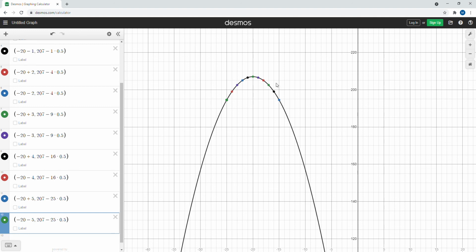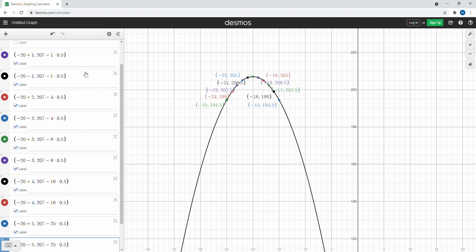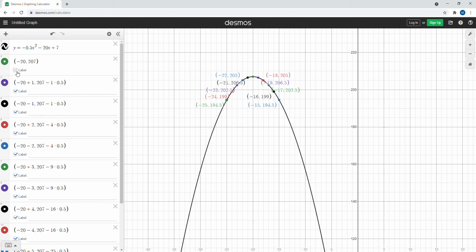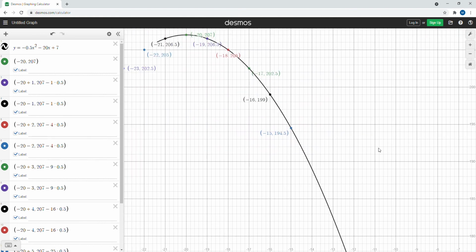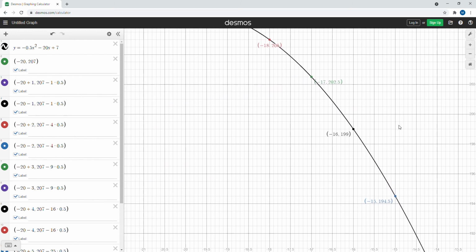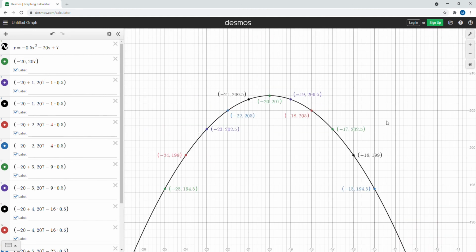This way we get plotted points, and we can label each of those plotted points, of course, by checking the label box on each of these points. And we can label the original vertex. Now, that looks kind of crowded up together. Let's zoom in a bit. And we can do that like this. And that's a little bit too much, so we're going to zoom back out just a bit. There we go. So there are all of our points and their labels. And we see that we've labeled those points correctly on the parabola. So again, I hope you found this helpful.